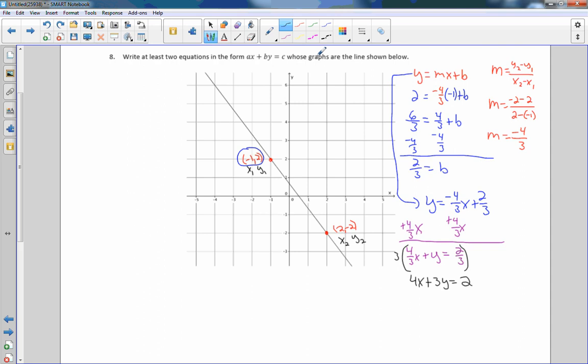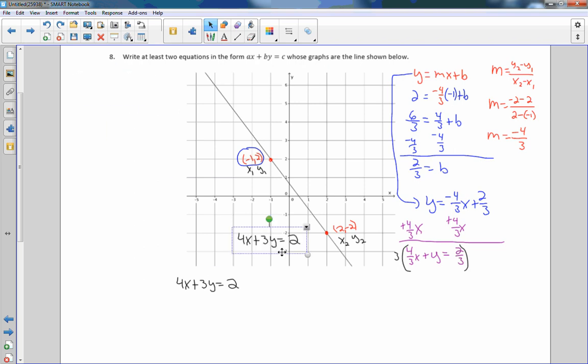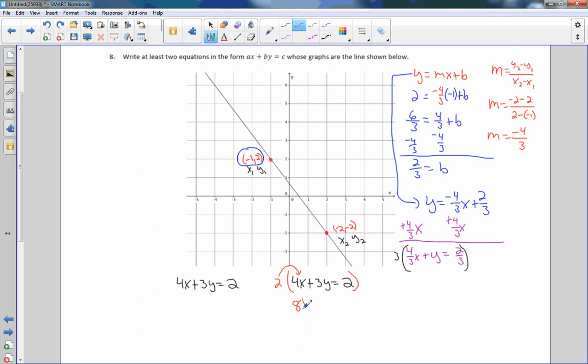Write at least 2 equations in the form of ax plus by equals c. Okay, so here's one. And another one would be a multiple of that. So I'm going to multiply this by 2. 2 times 4x is 8x. 2 times 3y is 6y. And 2 times 2 is 4. So my 2 equations are 8x plus 6y equals 4 and 4x plus 3y equals 2. Those are my 2 equations.